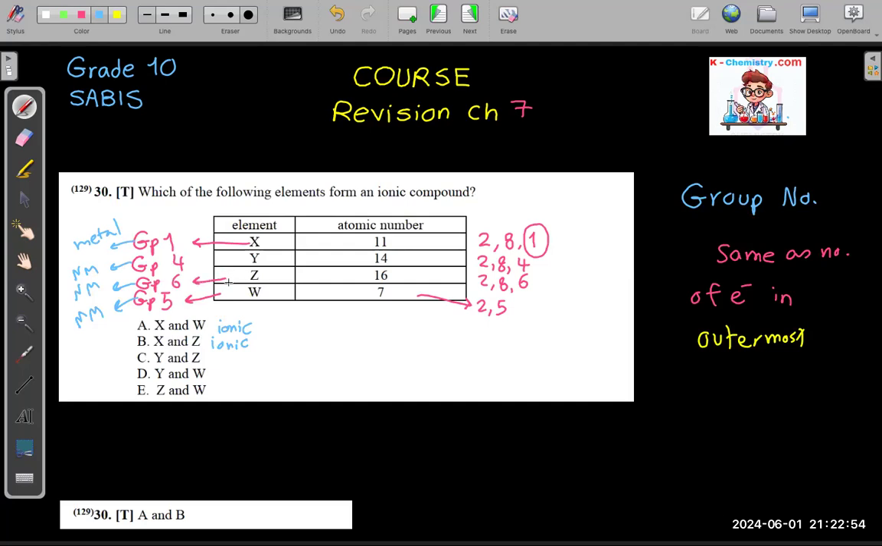Covalent. Y and Z is covalent. Why did he write X? Non-metal, non-metal. Okay, he said true, A and B. Oh, this one is non-metal, so it is covalent. Y and Z. Then Y and W, 4 and 5. Both of them are non-metal, so it is still covalent. Z and W, covalent. So only the first two are ionic, sorry, are ionic. Very good.